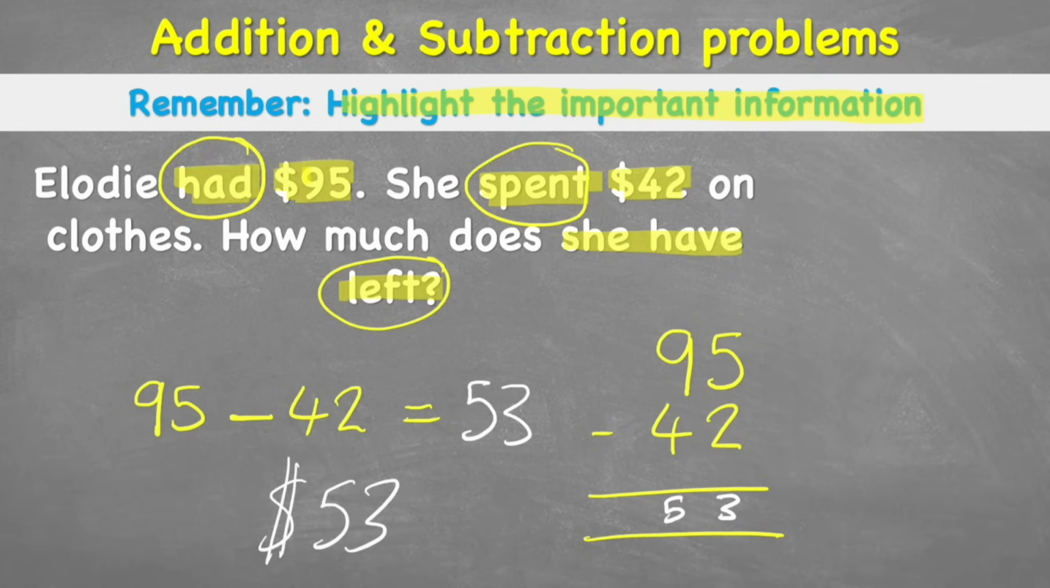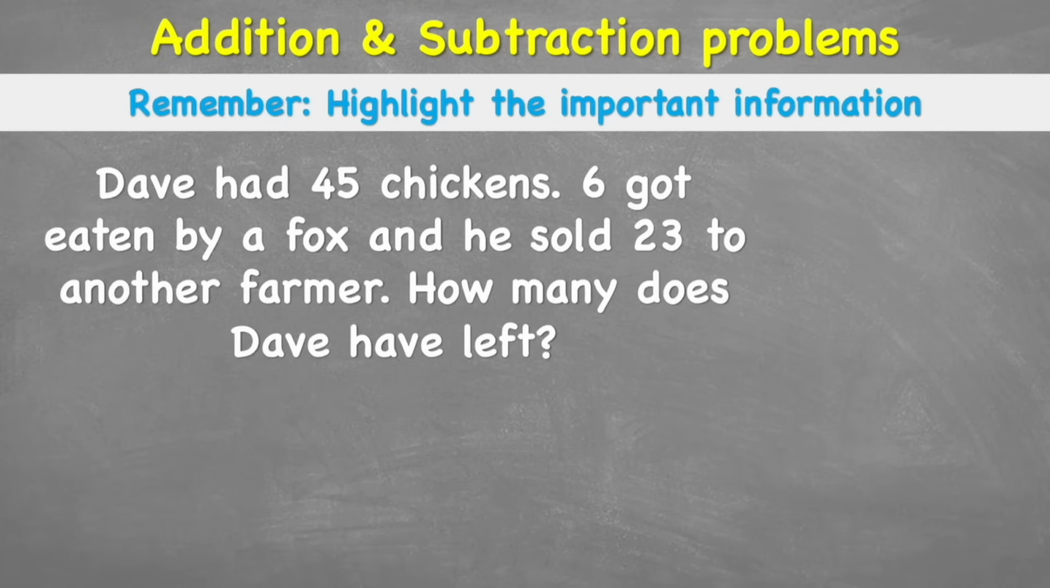Awesome. Let's do one more. This one's a little bit trickier. If you notice in our last two, we only actually had one thing to do, so that's called a one-step problem. This one, there might be some extra things we have to do. Let's have a little read. Dave had 45 chickens. 6 got eaten by a fox, and he sold 23 to another farmer. How many does he have left?